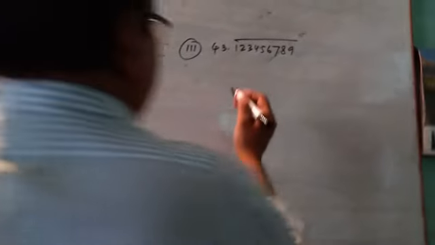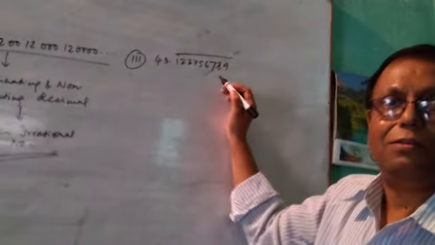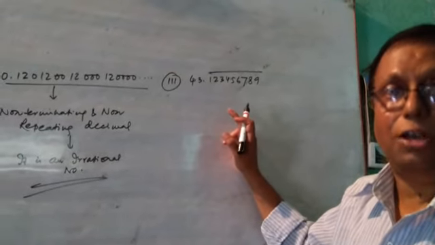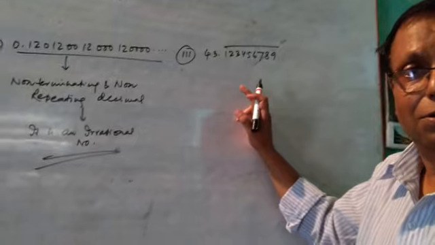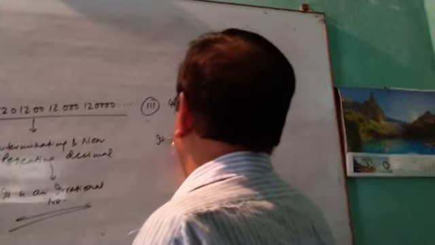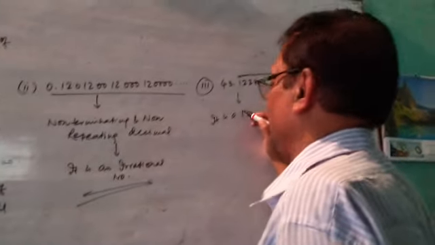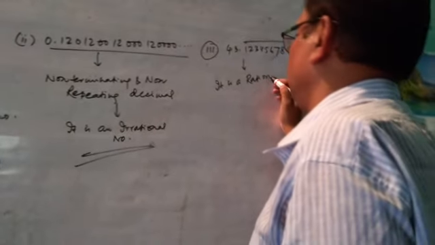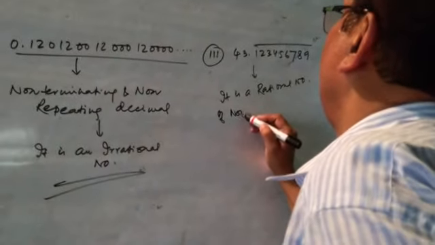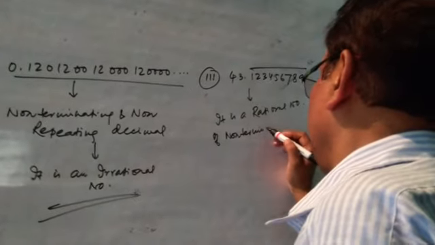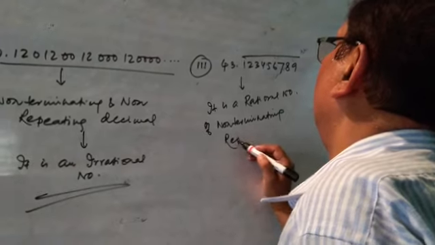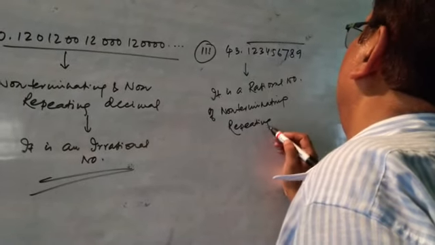The last one, we are finding a recurring sign. If a recurring sign is there, definitely it is a rational number. And what type? Non-terminating, repeating. It is a rational number of non-terminating, repeating nature.